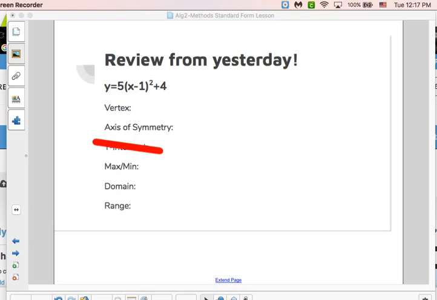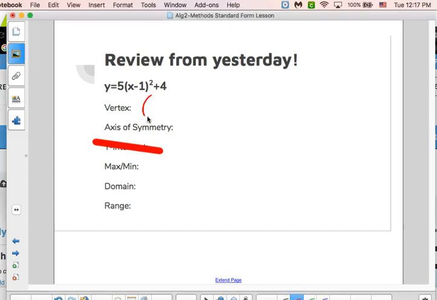This is called vertex form because you should be able to just look at this and see your vertex. So what is the x value of the vertex? 1. What is the y value of the vertex? 4. So inside with x always goes the opposite way. This graph has a positive 5 in the front of it, so will this be going up or down? Up. That's going to become useful later.